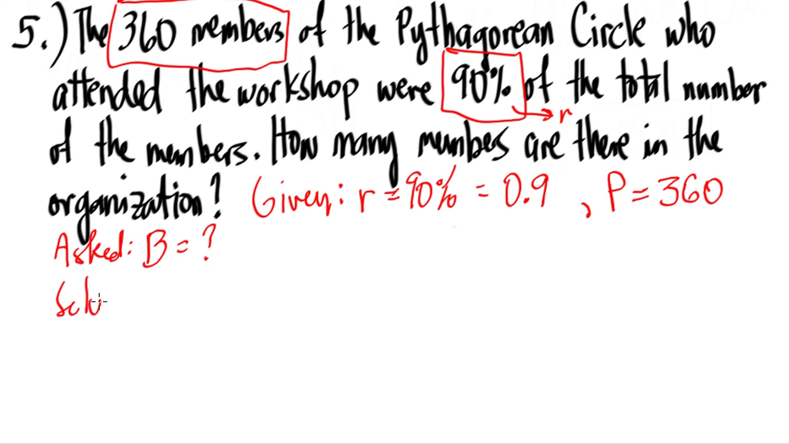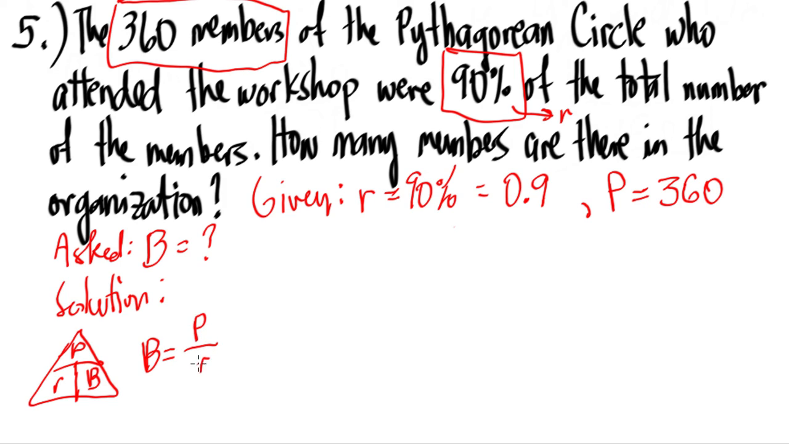So for the solution, let's go back to our triangle: P over R times B. We want to find the value of B, so let's cover this up. What is the formula? That's P over R. So we use B equals P over R. Let's substitute: P is 360, R is 0.9. So therefore, we have 360 over 0.9.